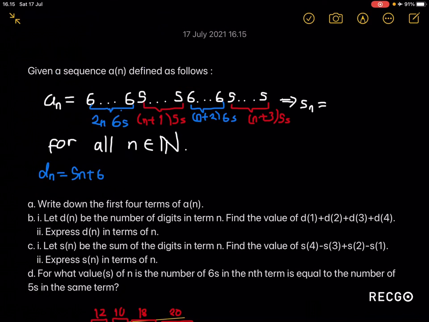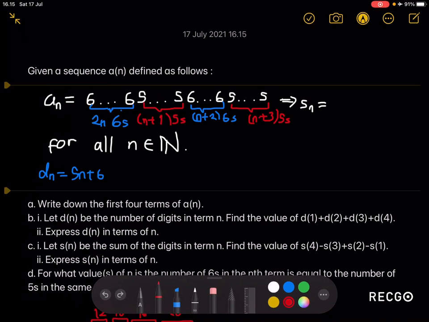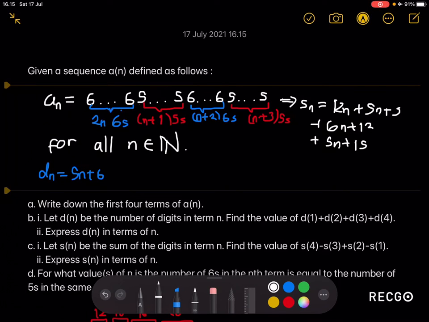Finding the formula for s of n in terms of n is not that hard, because notice that the sum of digits of the first part will be 2n times 6. Since we have 2n sixes, that will be 12n. For the second part, there will be 5 times n plus 1, which can be expanded as 5n plus 5. And for the third part, that will be 6n plus 12. We're just multiplying 6 with n plus 2. And then for the final part, that will be 5n plus 15. We're multiplying 5 with n plus 3, leaving us with an answer of 28n plus 32.